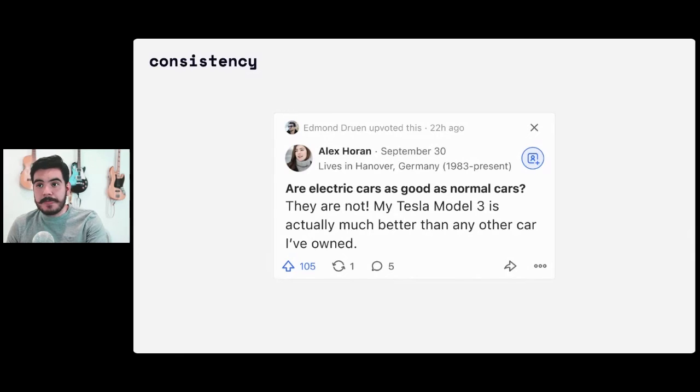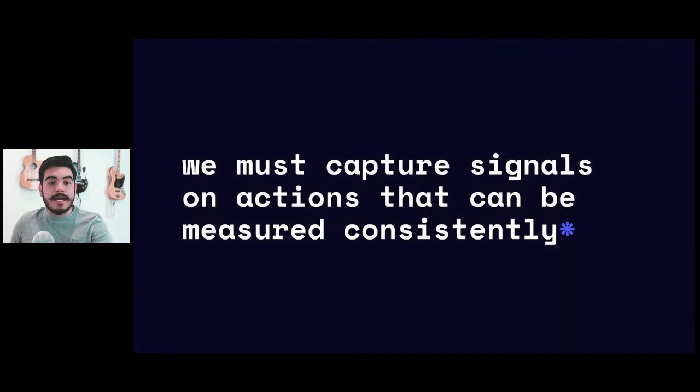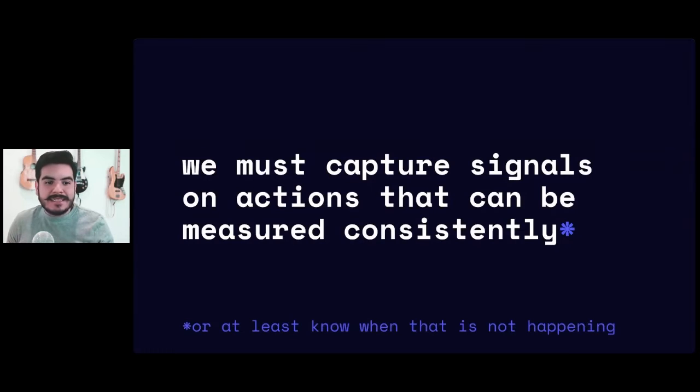So that's why I learned that we must make sure that we capture signals only on actions that can be measured consistently, or that at least we know when that is not happening so that we can compensate in some way. And so that our models can adapt to that and make sure that we lead to the best results here.